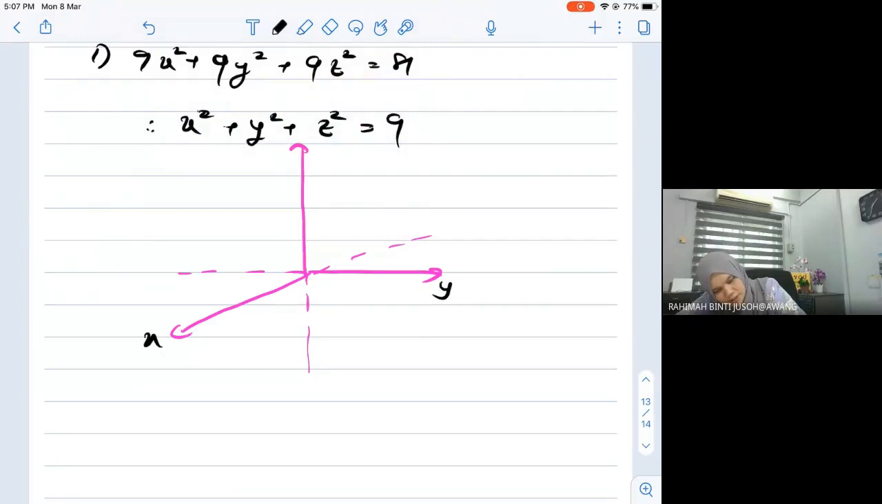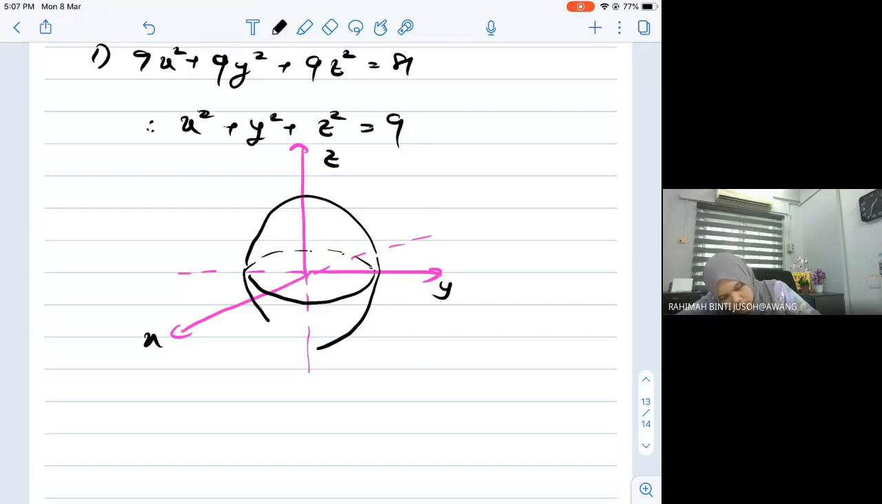So x, y and z. Of course we have a sphere. So cara lukis sphere, you buat tengah dulu lepas sikit. Lepas tu you buat dia punya bumbung. And then you buat dia punya bawah ni.